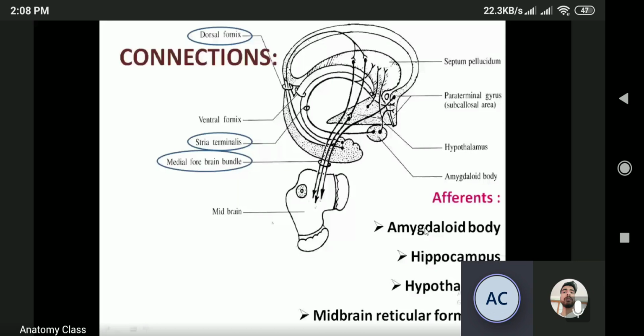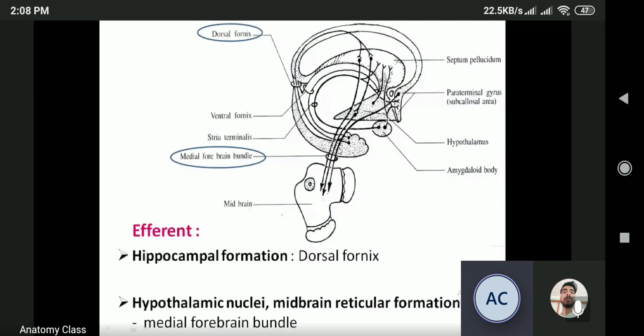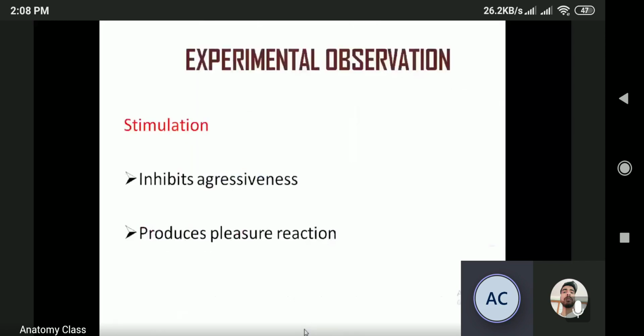And efferents from the septal area are sent to the hippocampal formation through the dorsal fornix, and to the hypothalamic nuclei and midbrain reticular formation through the medial forebrain bundle. The dorsal fornix and the medial forebrain bundle are bidirectional fibers; both afferent and efferent fibers are carried through them. If the septal area is stimulated, it causes inhibition of aggressiveness in an individual and produces a pleasure reaction. So this is the experimental observation on what happens if the septal area is stimulated.